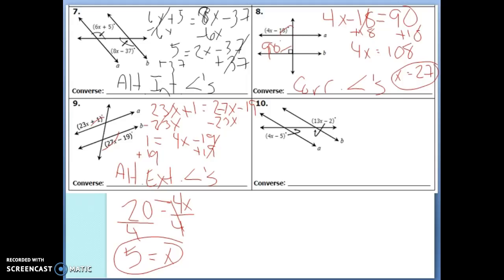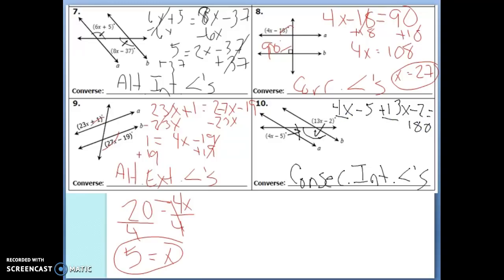And number 10. 13x minus 2 is this angle right here. And 4x minus 5 is this angle. So those angles share the horizontal line going from left to right. And they are in between A and B. So they are consecutive because they're on the same side. Interior angles. So this is the oddball. That tells us that the first angle, 4x minus 5, plus the second angle, 13x minus 2, equals 180.